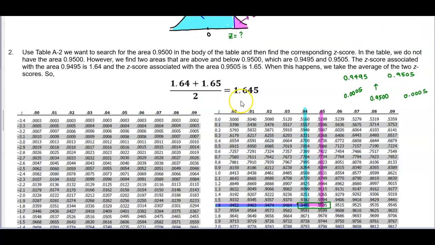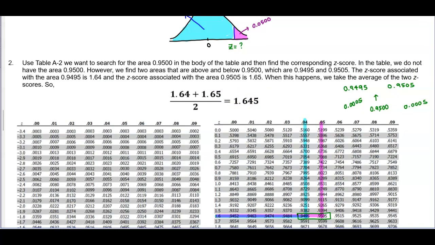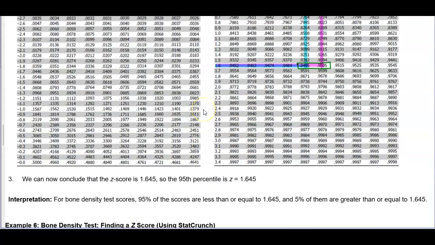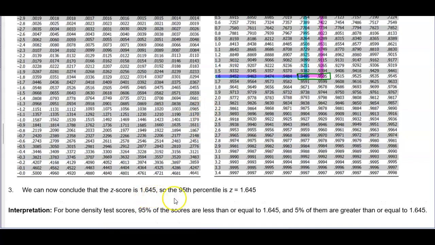So we can now be confident to write that our z-score is 1.645. The z-score of 1.645 separates the bottom 95% from the top 5%. So the 95th percentile is z equals 1.645. And here's the interpretation: for bone density test scores, 95% of the scores are less than or equal to 1.645, and 5% of them are greater than or equal to 1.645.